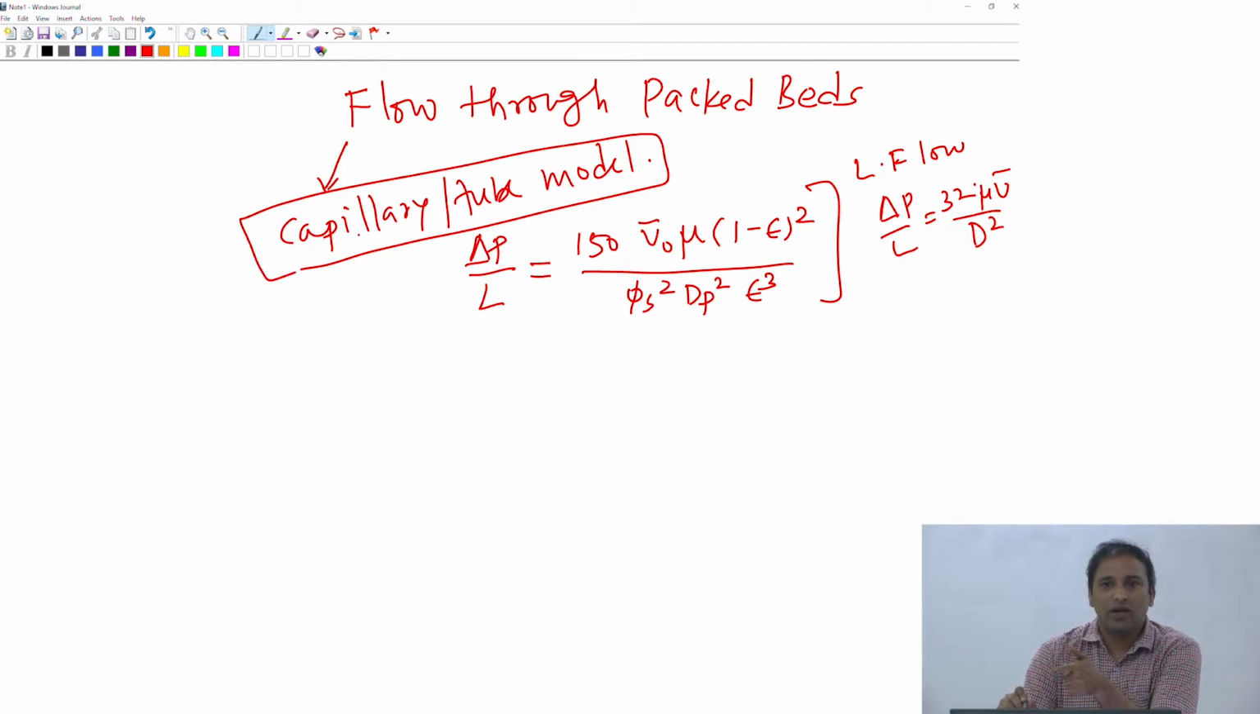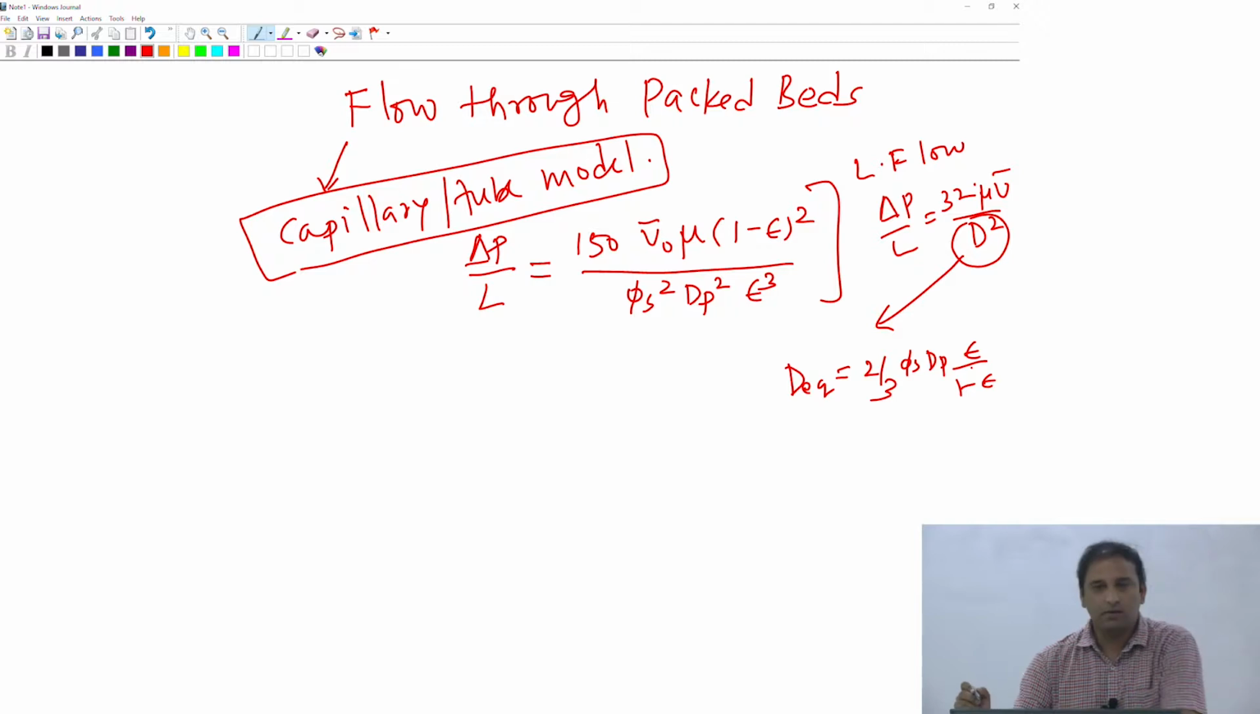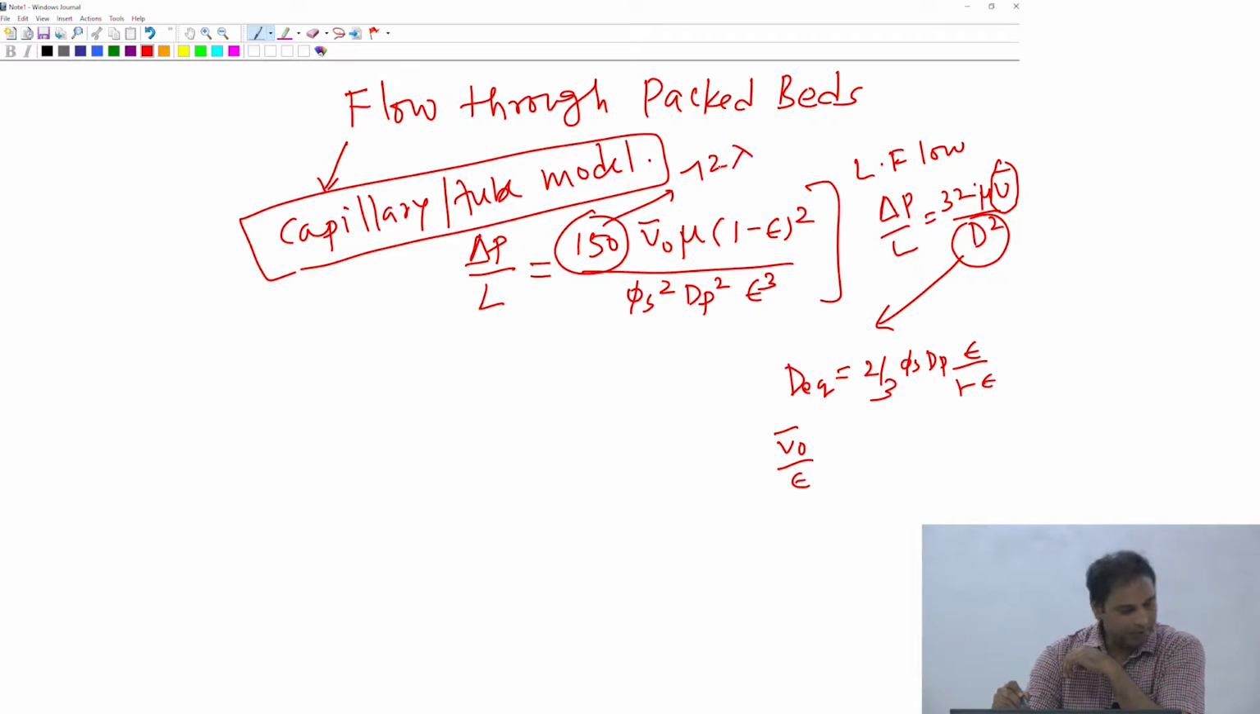area balance and the volume balance, and we said you would have to replace your d by d equivalent, which was something like 2 by 3 into phi s into dp into epsilon divided by 1 minus epsilon, right? And then this V bar, which is the average velocity with which the liquid is flowing through the conduit, you would have to replace by V naught bar divided by epsilon, right? That's the modification that we did. And when we worked it out, the constant here came out to be something like 72 times lambda 1.